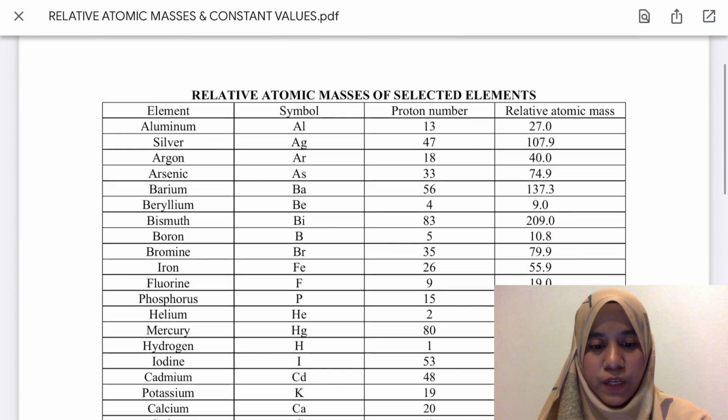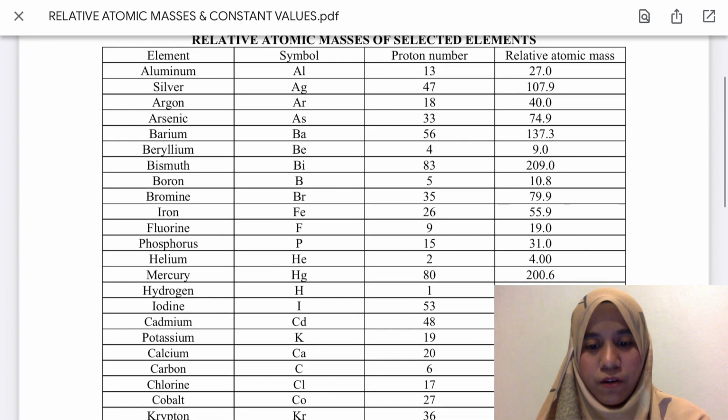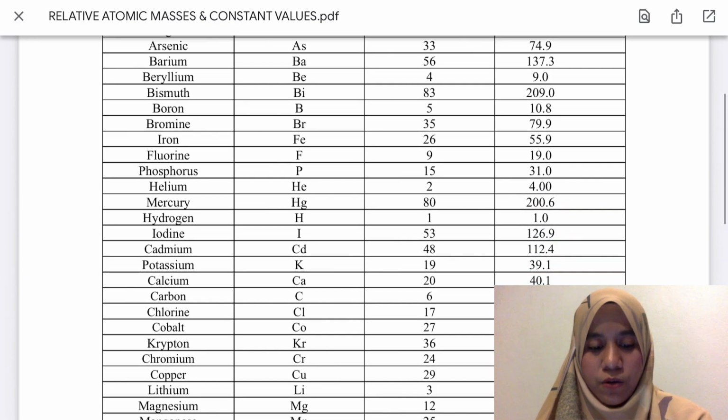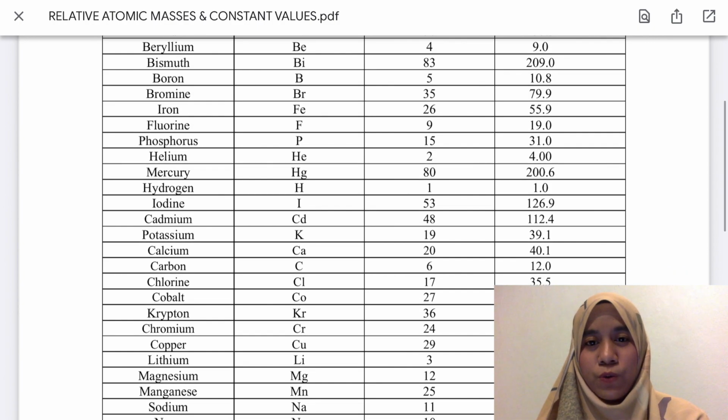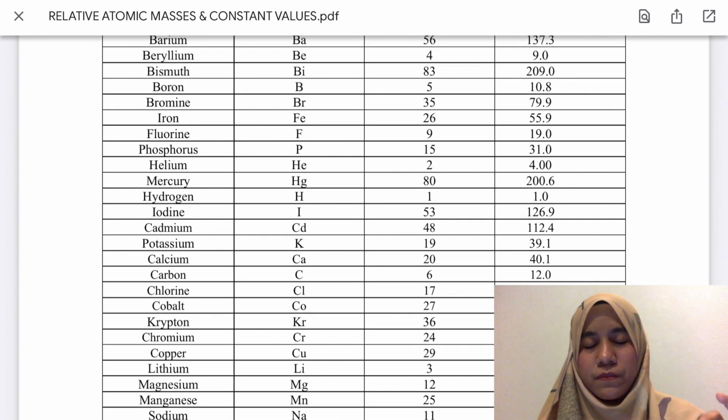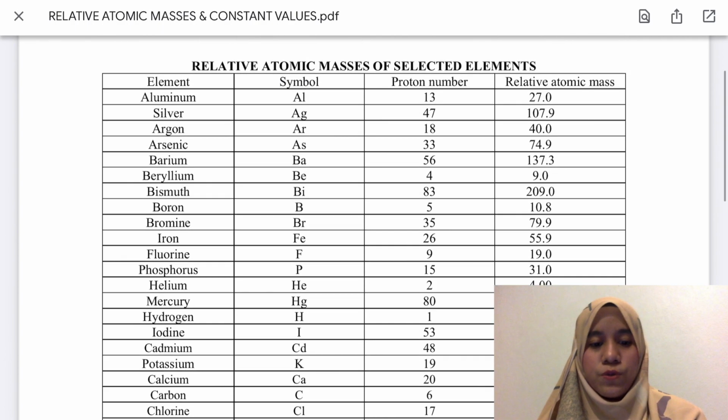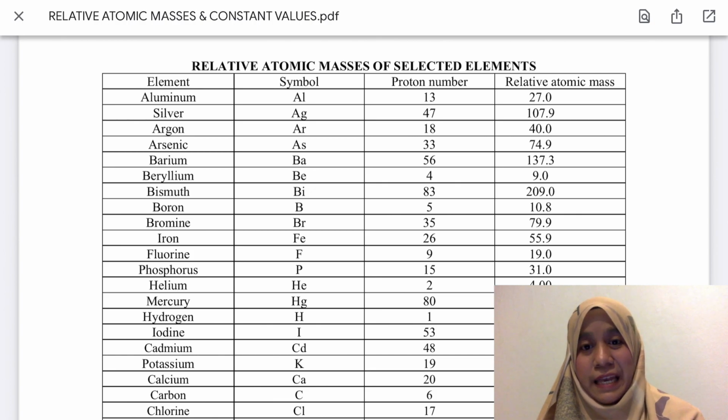Okay, so for example, first one ni adalah relative atomic masses of selected elements. Okay, so in the exam, you will not be given periodic table. So I will not advise you to look at, macam kalau ada masalah, Google periodic table. No. So kita akan tengok pada ni lah. So contohnya nanti how to know the position of the element.